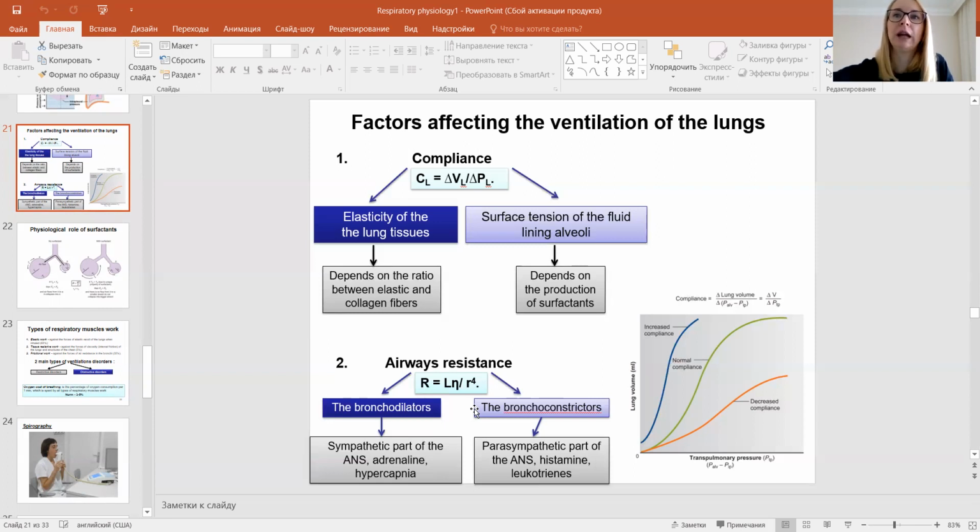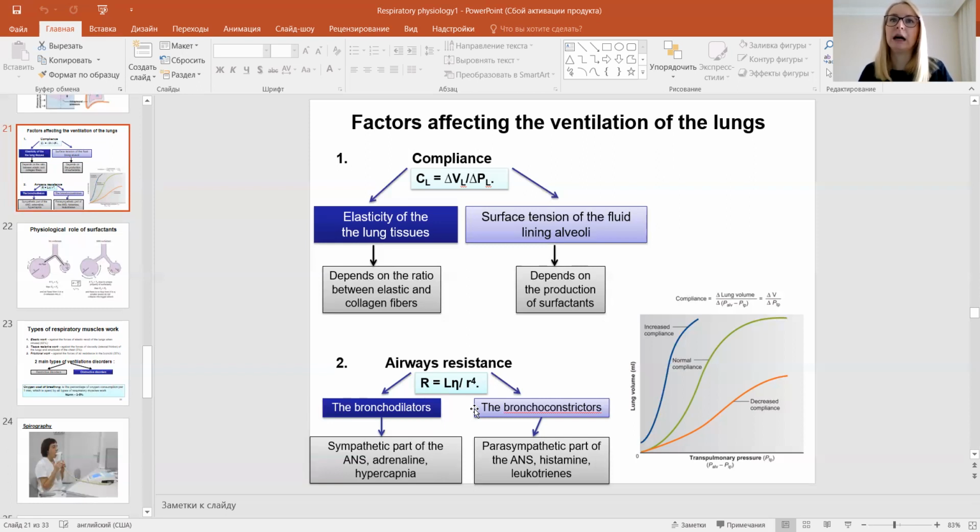Concerning bronchioles of the next bronchial generations, they form very small air resistance due to the huge total cross-section square. But since they are completely free from cartilage, the radius may be changed under the influence of autonomic nervous system hormones, some hormones, and paracrine biologically active substances.